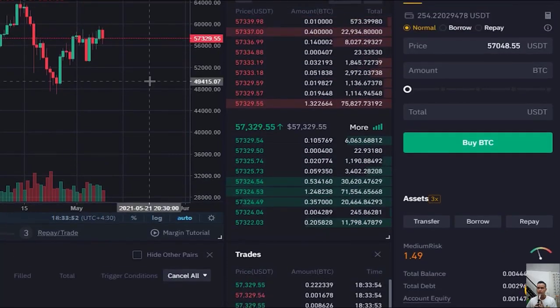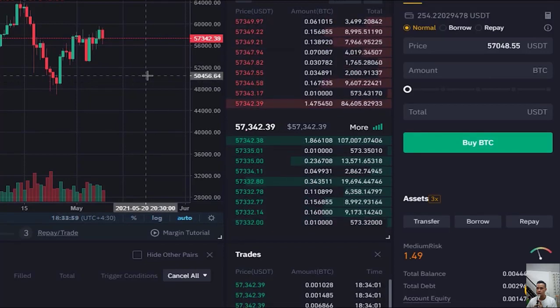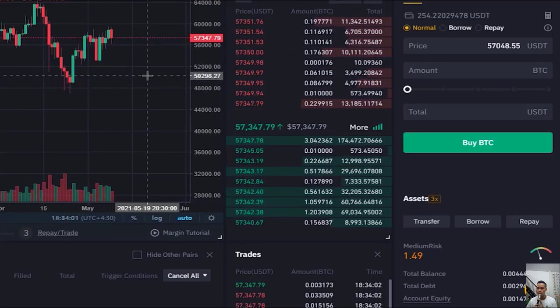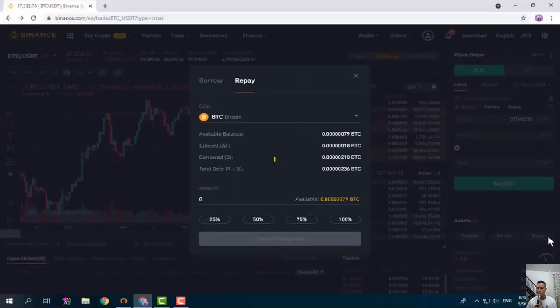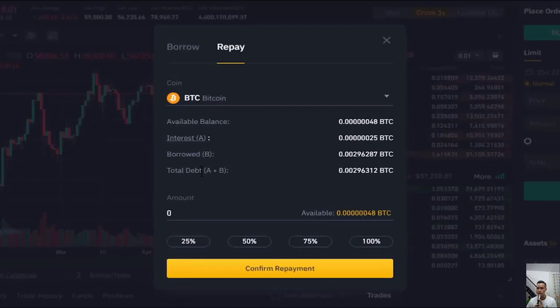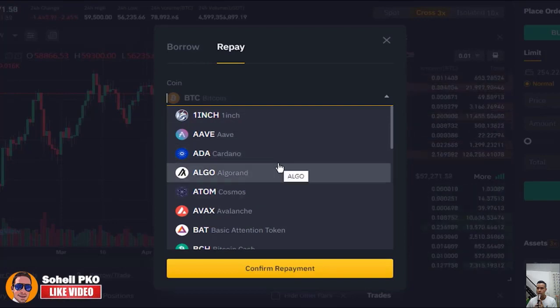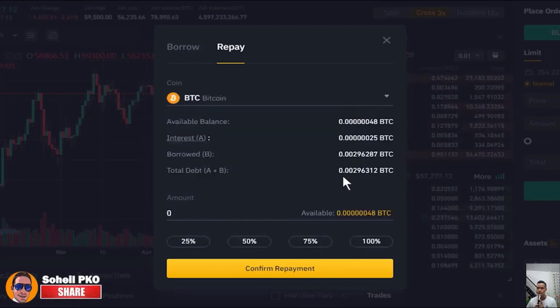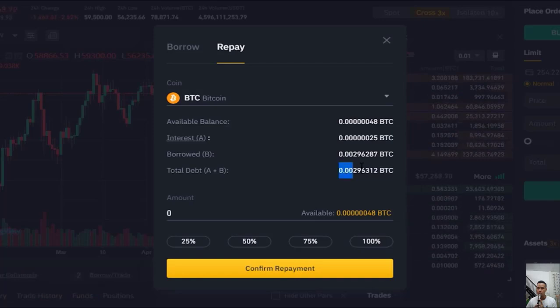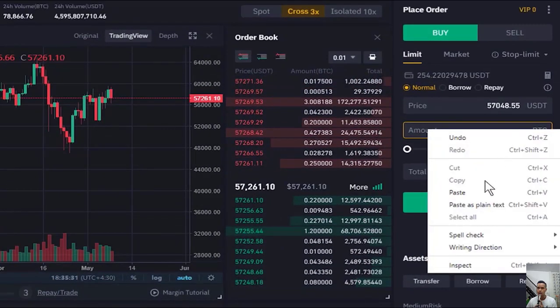In the case that you have other debts or you are trading in other coins, to know how much you must buy for repaying, you can click on repay here to see your total debt in BTC or any other coins that you borrowed and now want to repay. So we must buy 0.0029 BTC to repay our debt. I just copy it and paste it here.